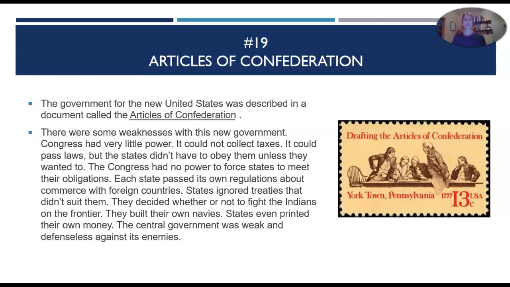Each state passed its own regulations about commerce with foreign countries. States ignored treaties that didn't suit them. They decided whether or not to fight the Indians on the frontier. They built their own navies. States even printed their own money. The central government was weak and defenseless against its enemies.